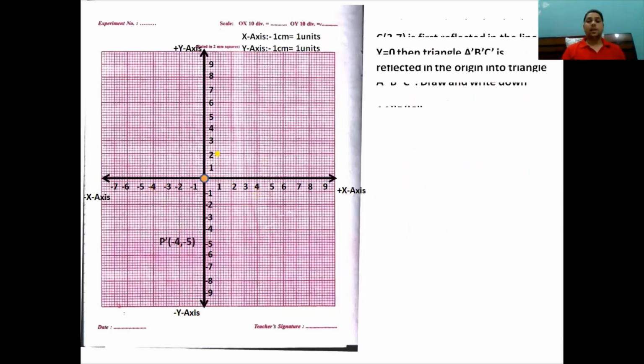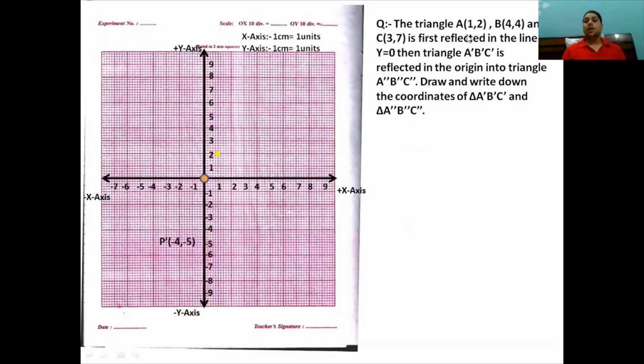Next we have another question here. Triangle with points A (1, 2), B (4, 4) and C (3, 7) is first reflected in the line y = 0. Then triangle A' B' C' is reflected in the origin into the triangle A'' B'' C''. Draw and write the coordinates of triangle A' B' C' and also A'' B'' and C'' here.